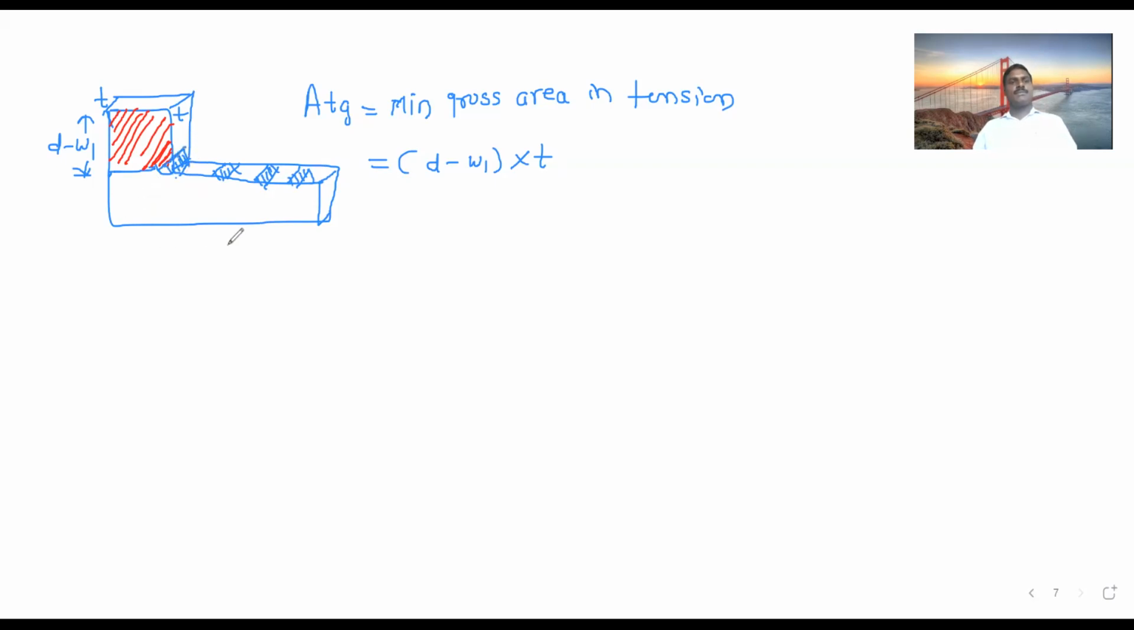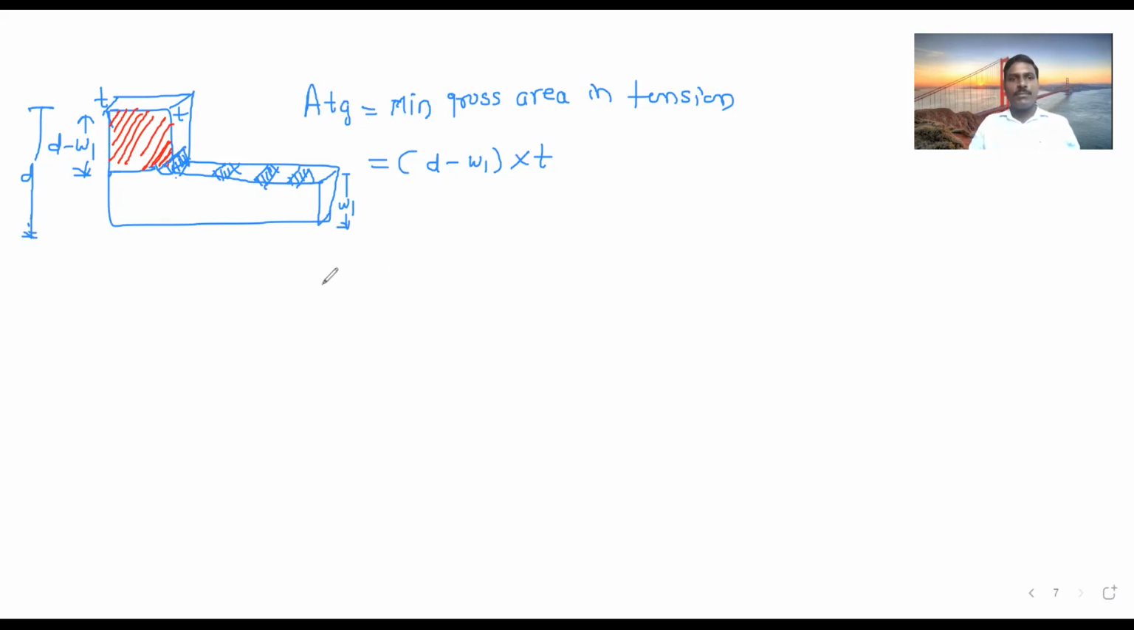ATG is equal to minimum gross area in tension, D minus W1. Totally this is the depth, and this is your W1. So D minus W1 is this depth or length, into this thickness. We will get the minimum gross area in tension.